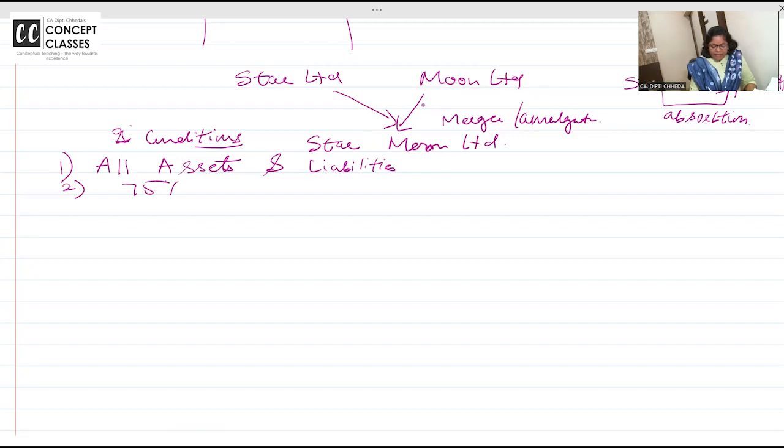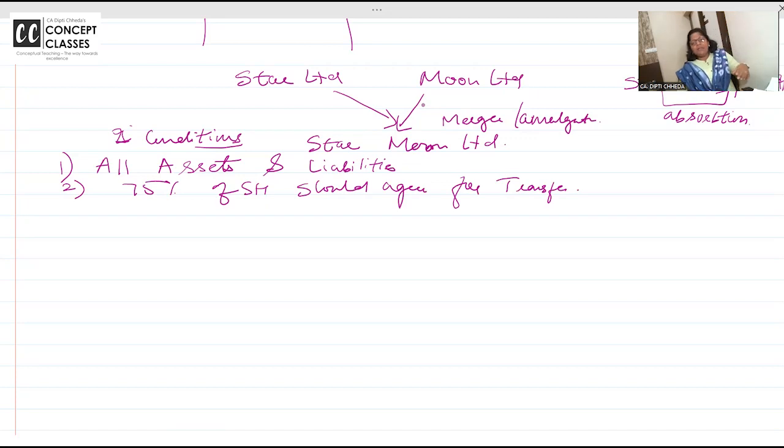Second is 75% of shareholders should agree for the transfer. Are you all getting? Star Limited should do a meeting with shareholders. Shareholders, now you have to surrender the shares of Star and you will get, for the same value, the shares of Star and Moon. So 75% of shareholders should agree for the transfer.